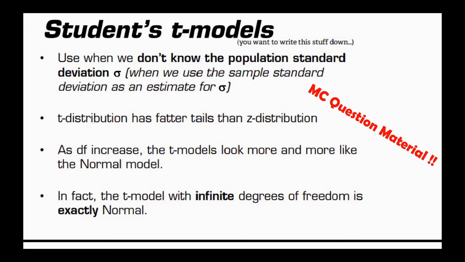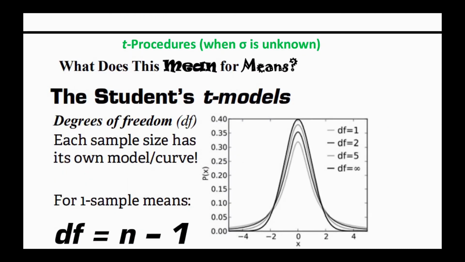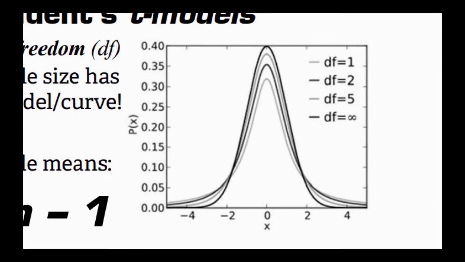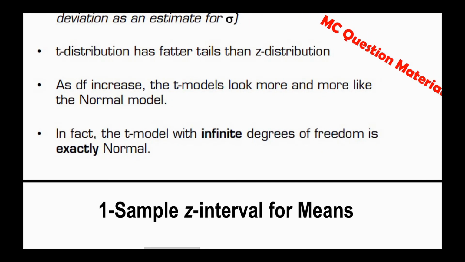T-distribution has fatter tails. What does that mean? We talked about it. I didn't use the phrase fatter tails, but what does fatter tails mean when I'm talking about this picture here? There you go. Yep, that's what I mean by fatter tails. More variability, more spread. More variability. Okay.